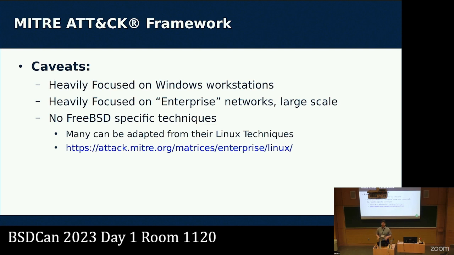And yeah, there are no FreeBSD specific techniques. On Monday, I did a quick search on the site for just the string FreeBSD. I got two results, two pages. There was a cross-platform Trojan called Kobalos, and then there was a link to the Trojan on the software summary page. And that's it. That's all you get. So we're in an unfortunate position where we have to look at the general principles of how other operating systems are targeted and try to adapt those to FreeBSD.